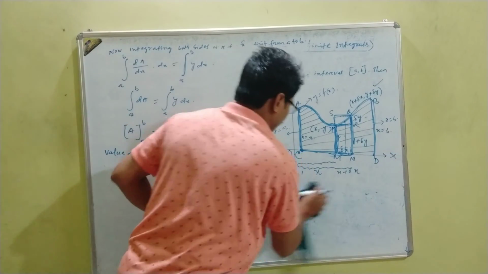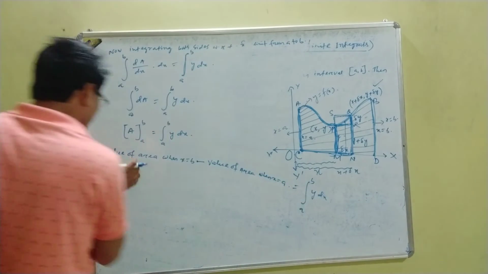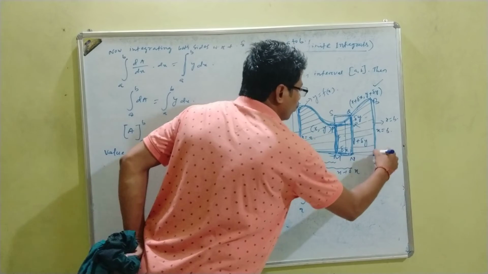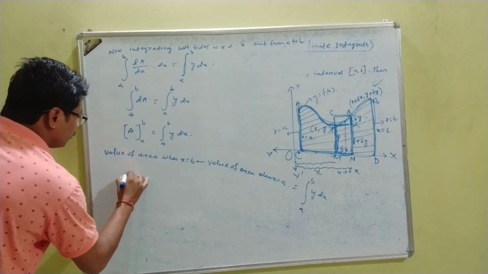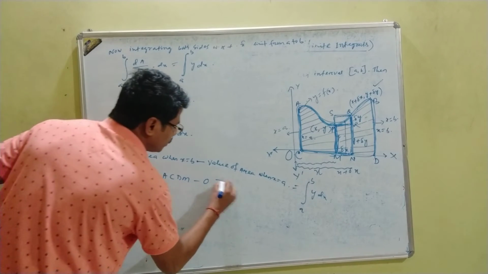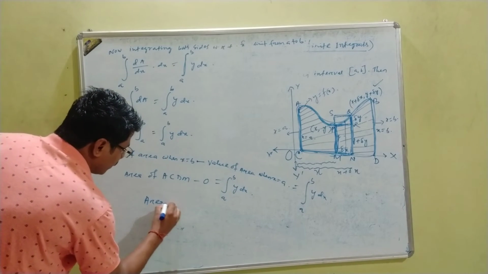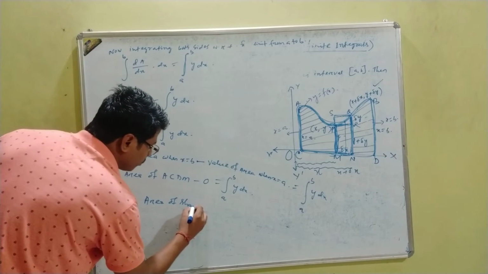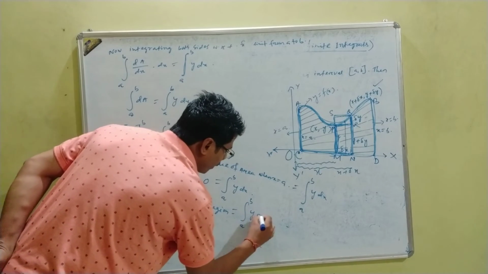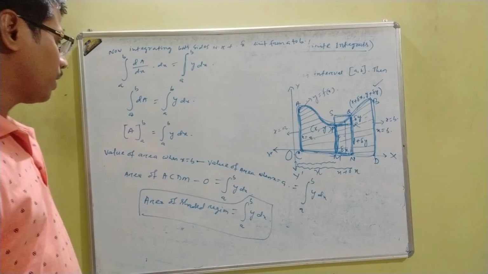Minus the value of area when x equal to a, which is equal to the integration from a to b of y dx. That value of area when x equal to b means the area covered up to the x equal to b line. This is the area of ACDM minus 0, equal to the integration from a to b of y dx. So the area of the shaded region is equal to the integration from a to b of y dx. This is your proper explanation of the concept.